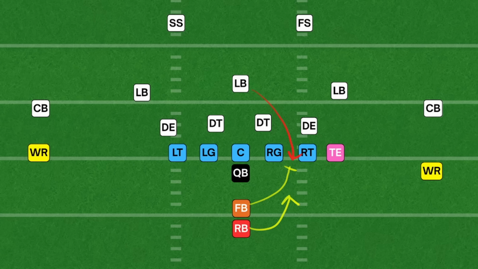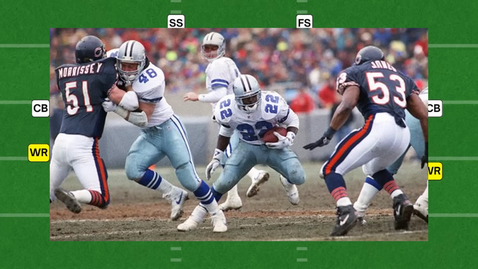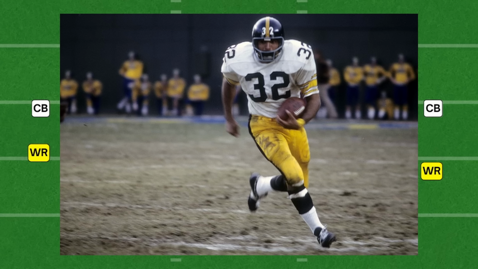This created some of the most dominant rushing attacks in NFL history. The Cowboys used this in the 90s with Emmitt Smith following Darryl Johnston. The fullback would blow up linebackers, and Smith would glide through the gap for huge gains. The Steelers built their dynasty around Franco Harris, running behind powerful fullbacks.